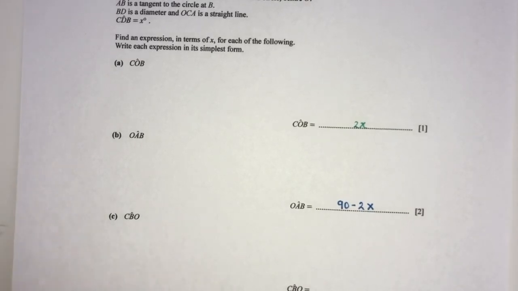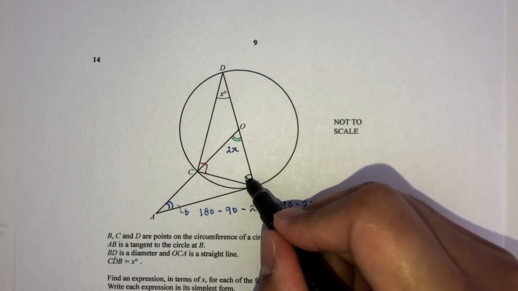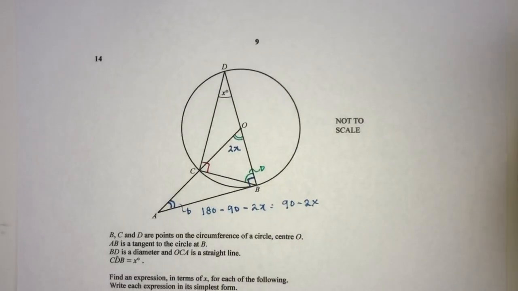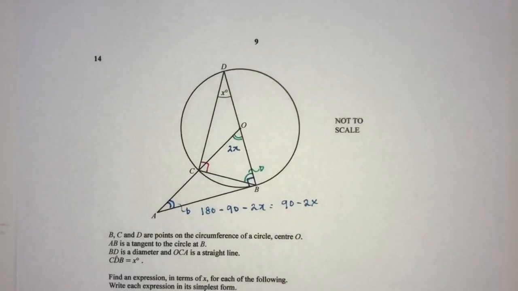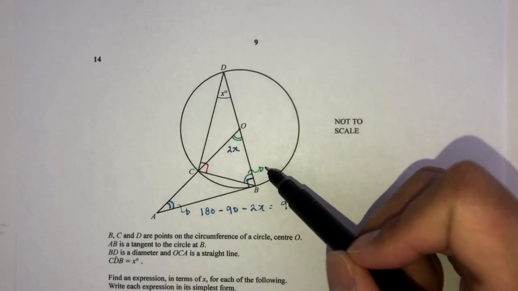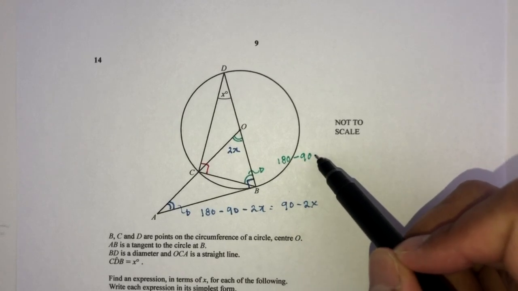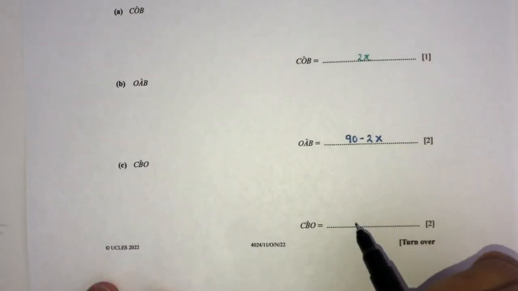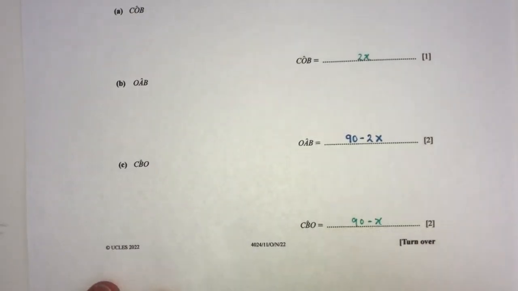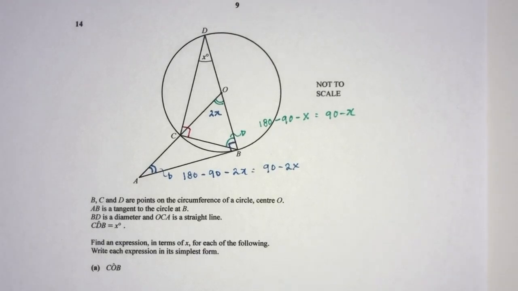Now for part C, CBO. Find this one. Okay, it's not too bad as well. So we know that triangle BCD is a right angle triangle with this one as x. So obviously this will become 180, third angle of a triangle, minus 90, and minus x, that will be 90 minus x. Last one will be 90 minus x as angle CBO. Again, to do this question, you have to know the properties of the circle. And if you do know that, the rest will be quite easy to solve one by one.